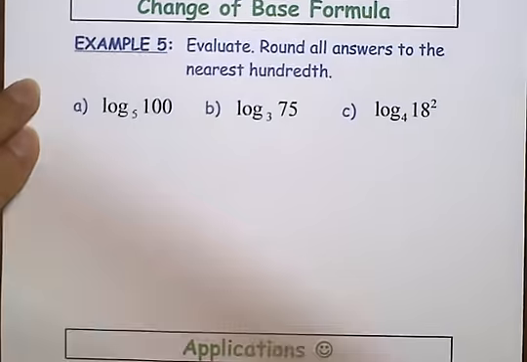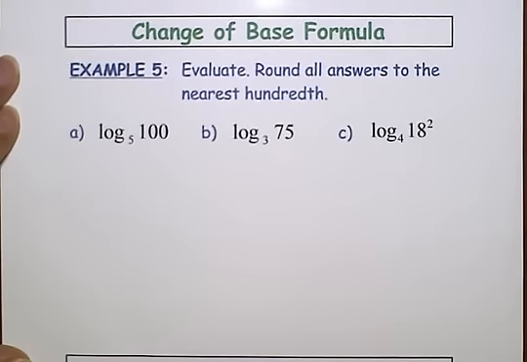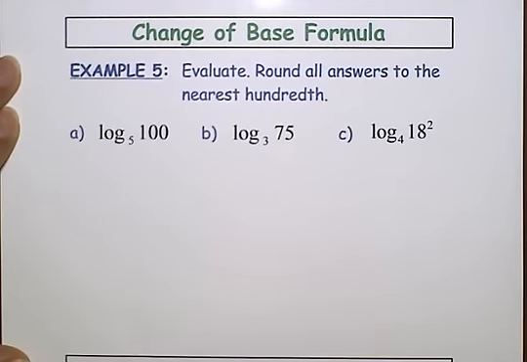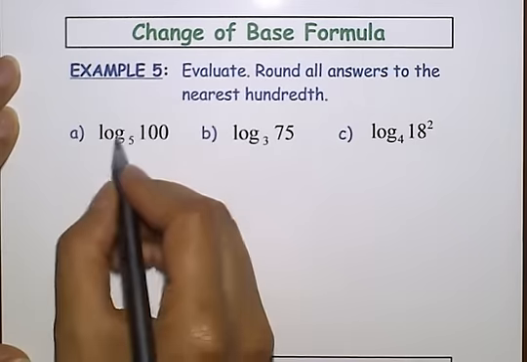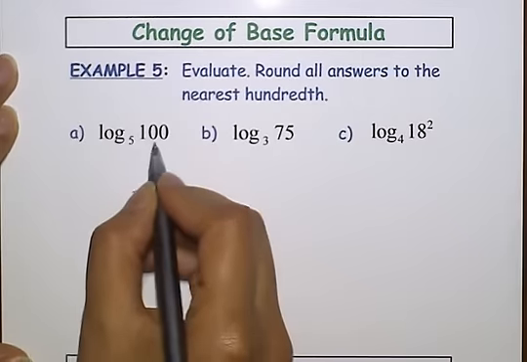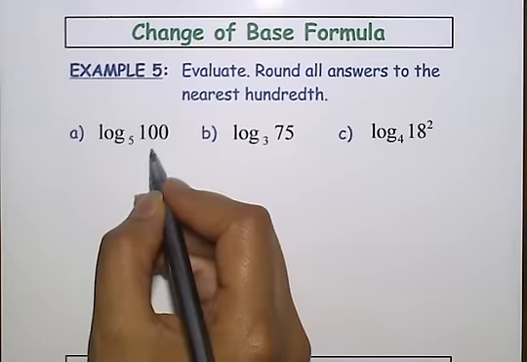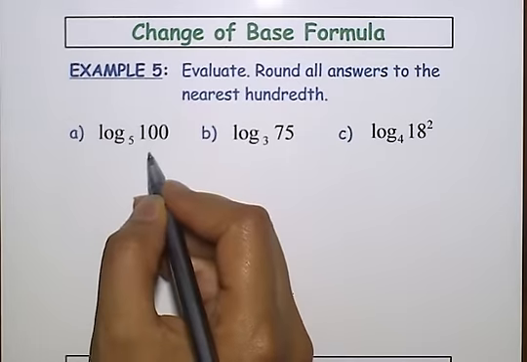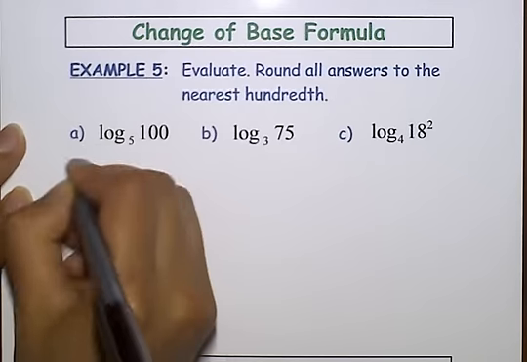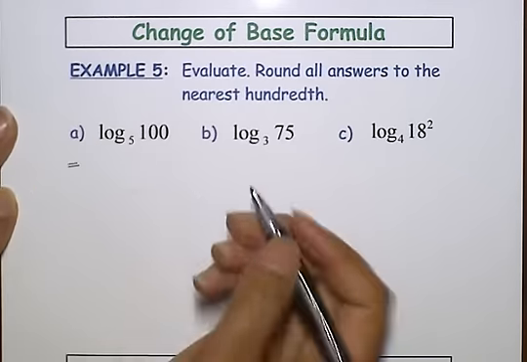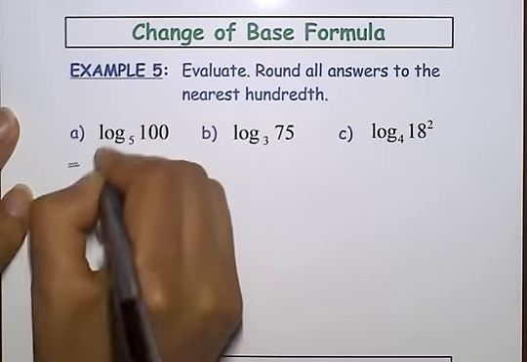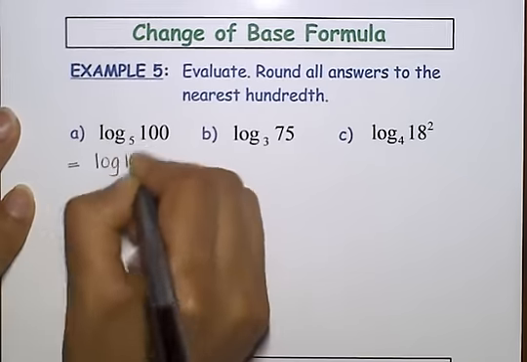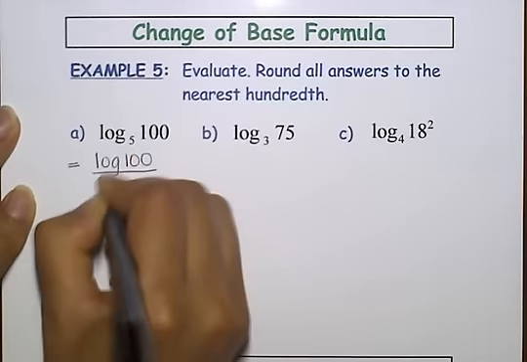Okay, so we're going to look at another example. So here it says evaluate and round all answers to the nearest hundredth. And so I have log base 5 of 100. Now I can try to figure out 5 to what exponent will give me 100. Or I can use a change of base formula and rewrite this as the log of the answer divided by the log of the base.